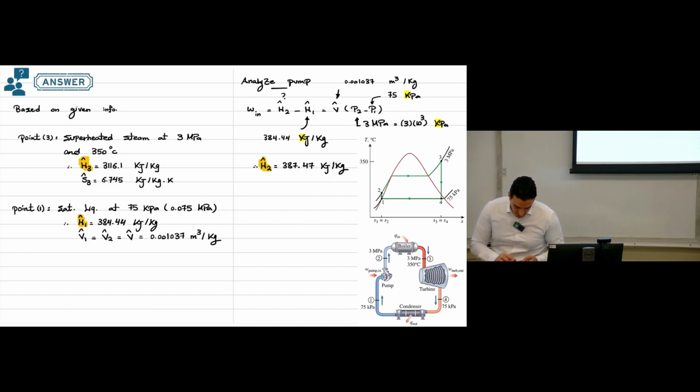So what is missing is just to find H4. And for H4 we have an equation to find it, but this equation is based on calculating the quality, Q. So we need to find the value of the quality.